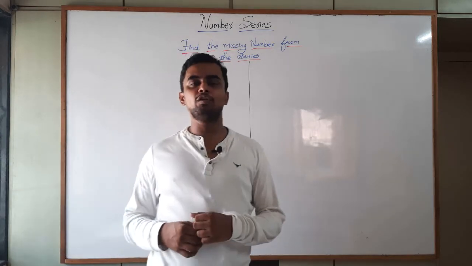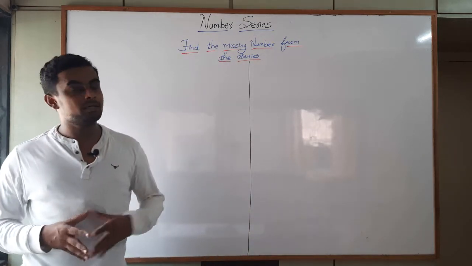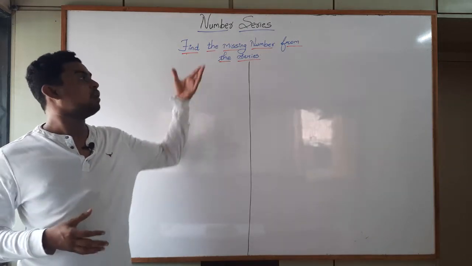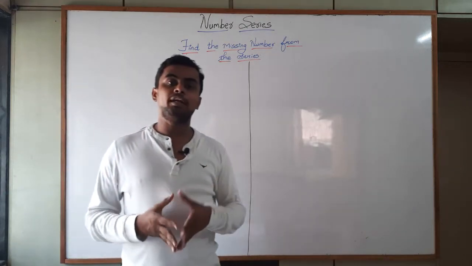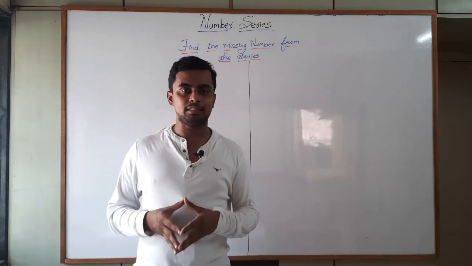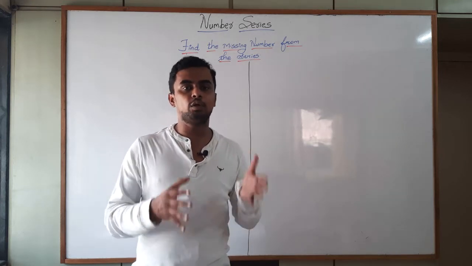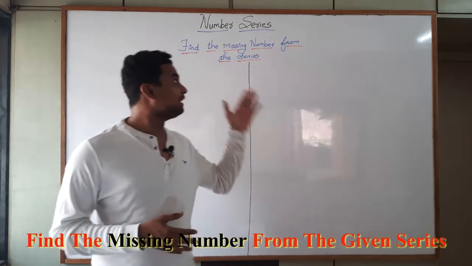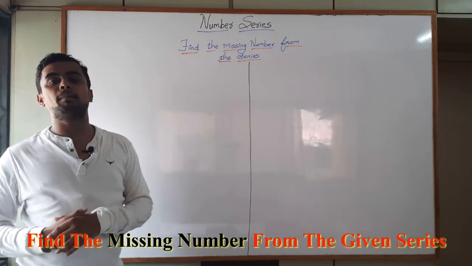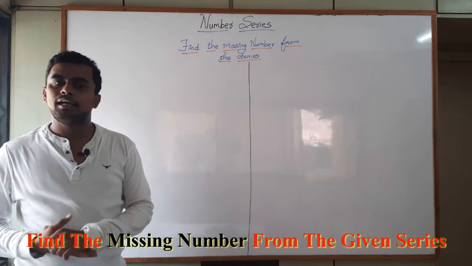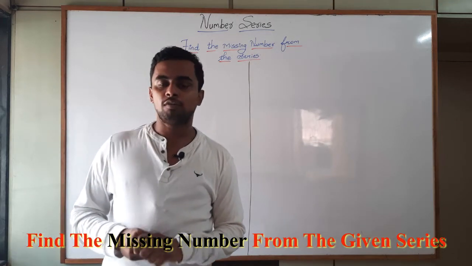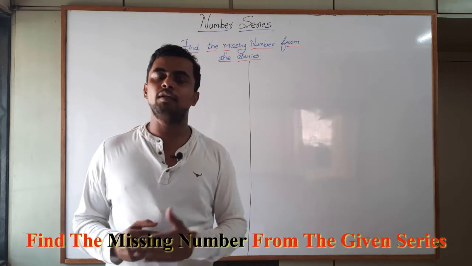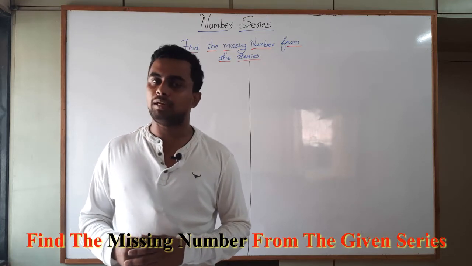In the last two videos, we saw what number series are, the types of number series, and in the previous video, we saw how to find the odd one from the given series. Now, as promised in the last video, we'll see the next type of question that comes for number series, that is how to find a missing number from the given series, and we'll see five different examples. We'll start with the lower level, that is the easiest ones, and we'll go to a little bit more complicated ones.